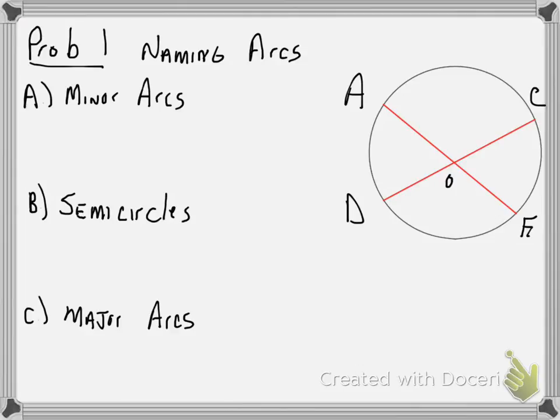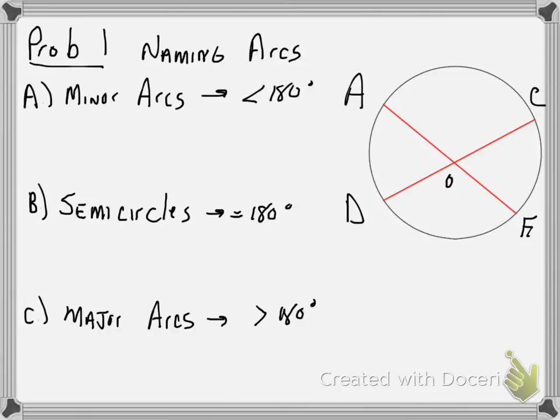So if we're naming the arcs here, minor arcs, again, by definition are less than 180 degrees. Major arcs are greater than 180 degrees. And semicircles equal 180 degrees. Okay, so if the arc is less than 180 degrees, it's what we call a minor arc.